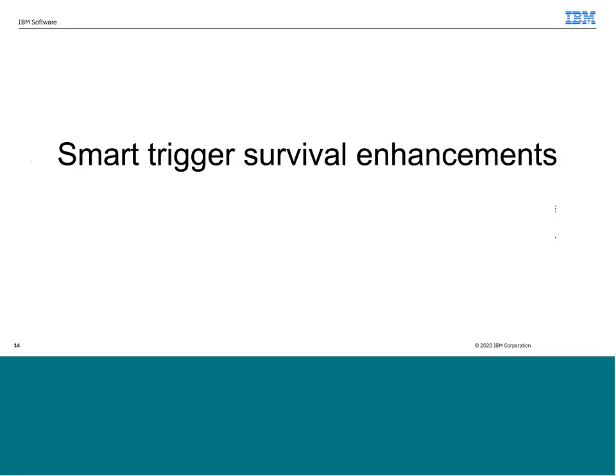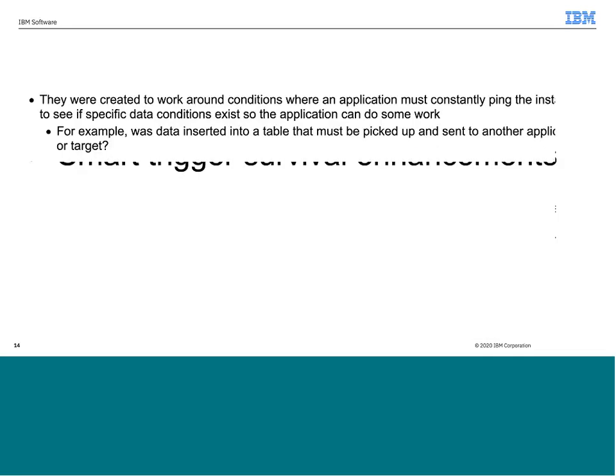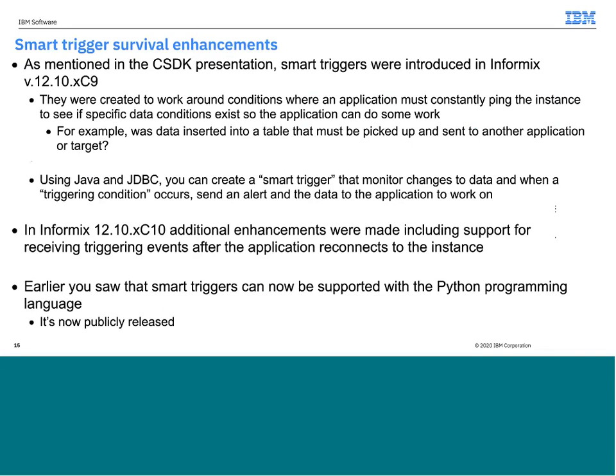Next is Smart Trigger Survival Enhancements. In the previous webcast, when we were talking about the CSDK, I mentioned that smart triggers were introduced in 12.10.xC9, and they're used to work around what I call the ping problem, where an application needs to know: has data changed inside the database, and do I need to do anything with that data?